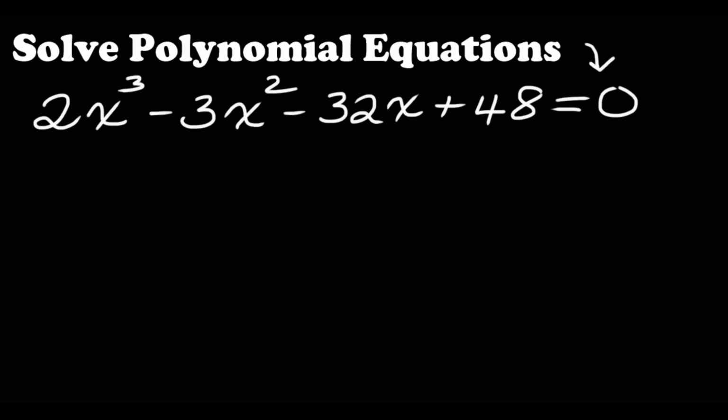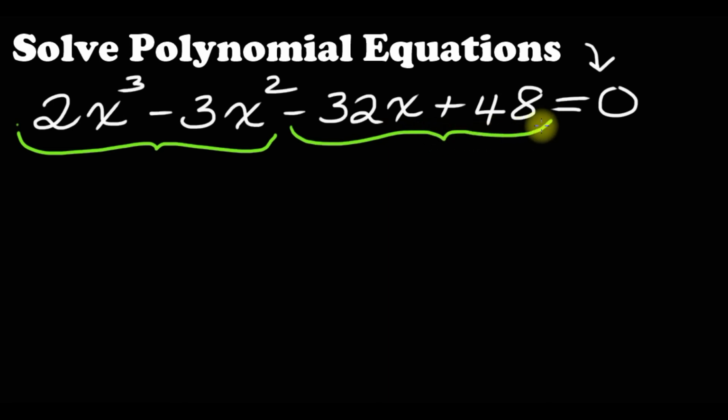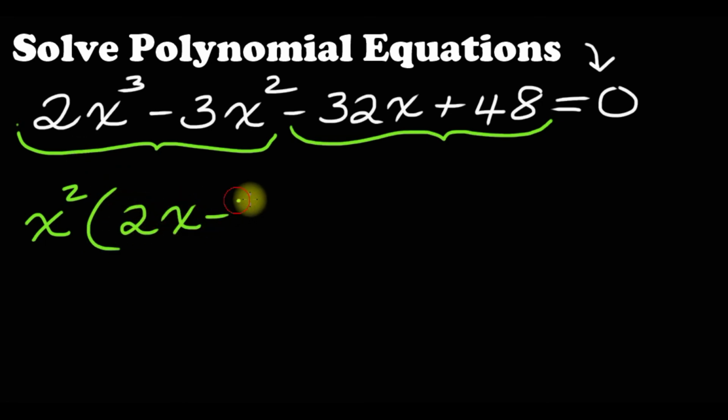Again, we have a polynomial of 4 terms, so we're going to factor this using the grouping method. We're going to break them up into 2 groups. The first 2 terms are the first group, and the last 2 terms are the other group. We're going to factor the first group by taking out the greatest common factor, and that is going to be x squared. If I pull out x squared, I have 2x minus 3 left over.